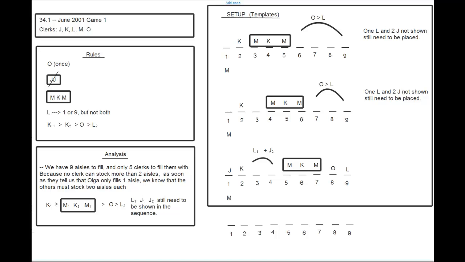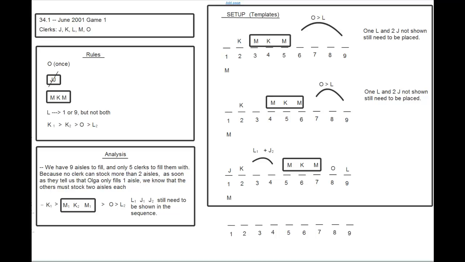Now, if we just want to be doubly careful, we can confirm this by looking at the templates and see in what situation the J could be there, in what situation the L could be there, and in what situation the M could be there. Okay, so in the first template the M is in 3, so we know that M could be in the 3rd spot. Now in the second template, we're looking at the 3rd spot, it's blank, and then on the right side we've written that 1 L and 2 J's are not shown and they still need to be placed.